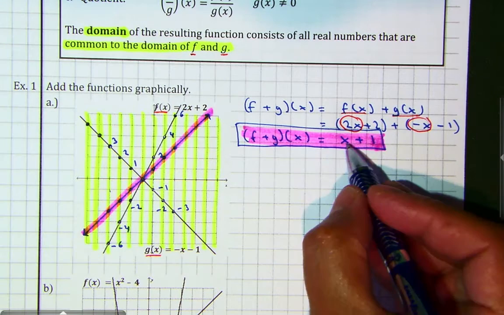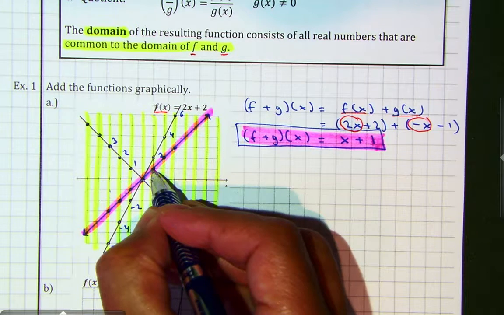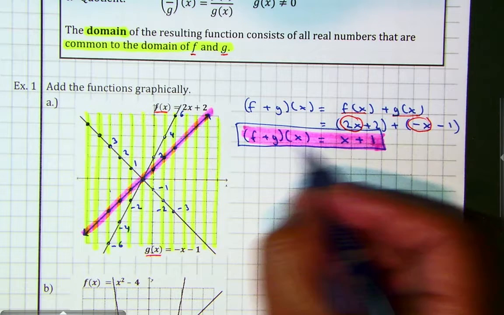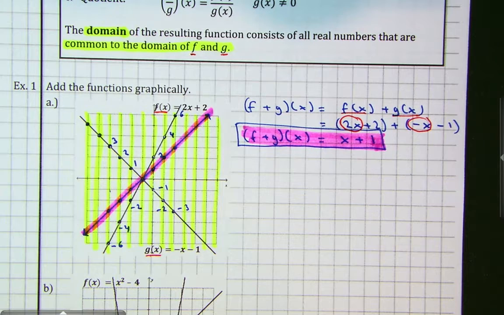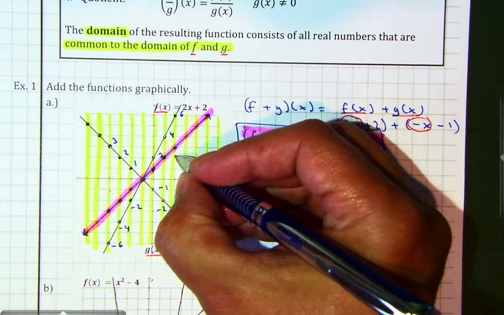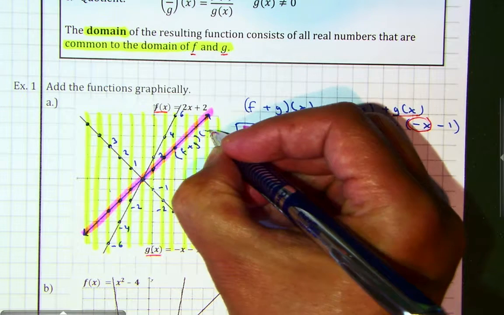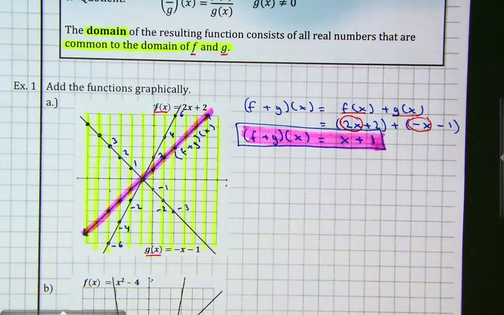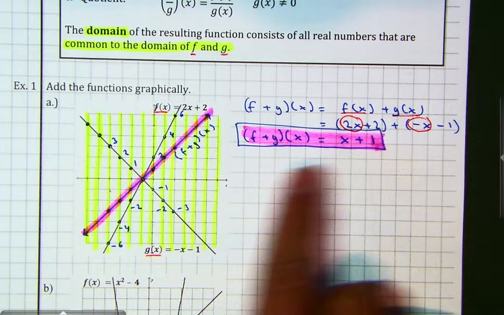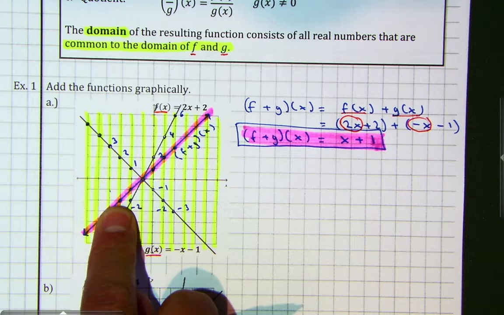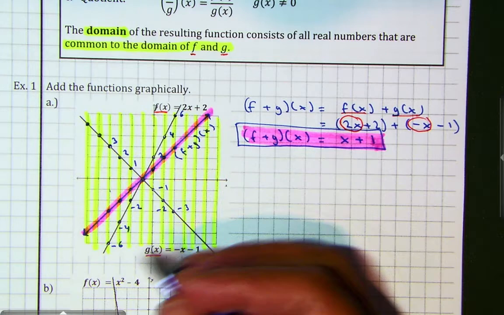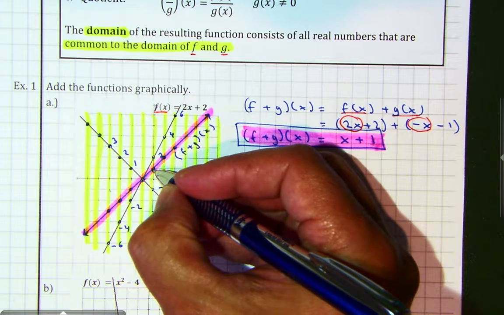So my y-intercept is 1, which is correct. My slope is 1 over 1, and that matches. Let's go and label it. This is f plus g of x. Isn't it great that our algebraic and our graphical representation match? And ideally, we should be able to copy every single point.